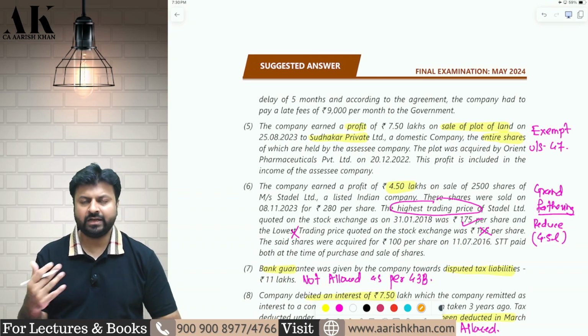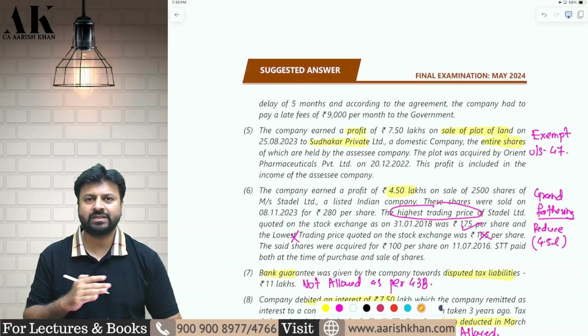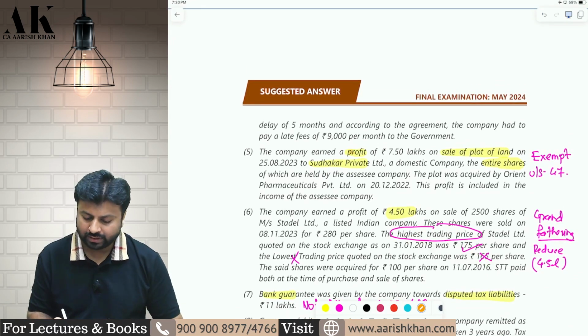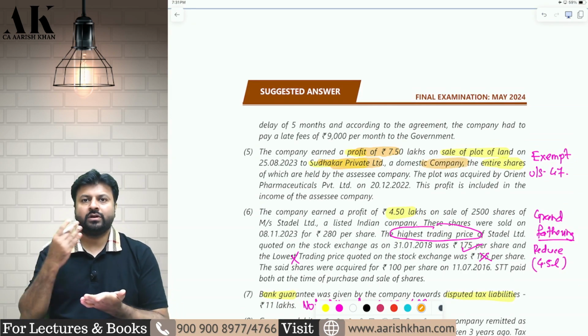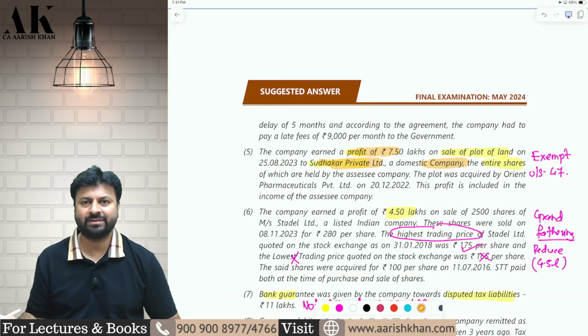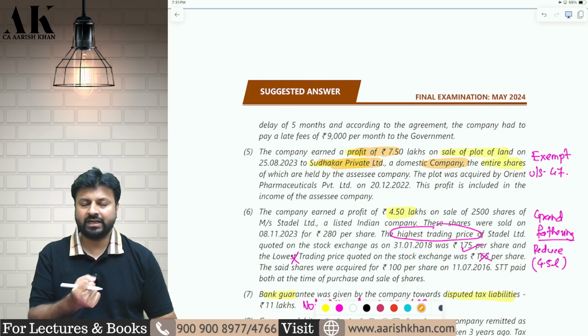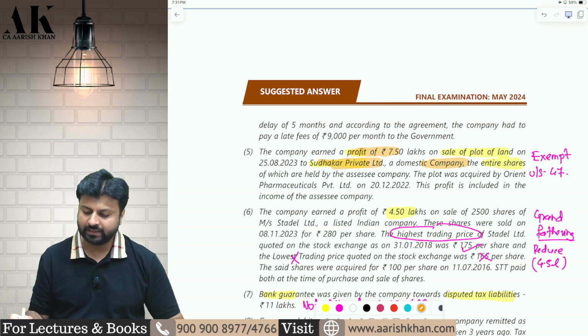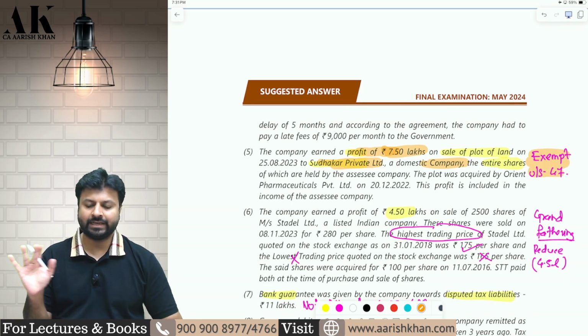Next one is a very simple adjustment, which has been coming around 8 to 10 times in our 23 papers compilation. You are selling some land to a 100% subsidiary, which is a domestic company. If it is a 100% subsidiary company, holding company, then the capital gain is exempt. The condition is that the recipient has to be an Indian company. The capital gain is exempt under section 47. Therefore, remove this 7.5 lakhs from here and show it under capital gains as an exempt capital gain.